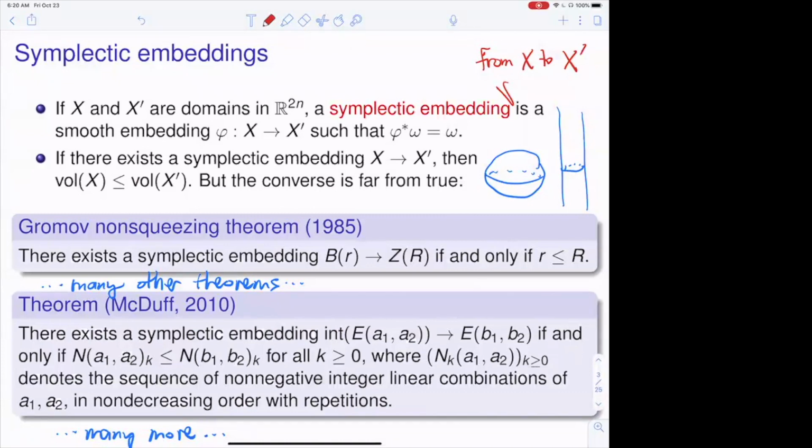In Dusa's talk, she talked about a more general version of this, where instead of embedding an ellipsoid into an ellipsoid, you embed it into a Hirzebruch surface, and they can do incredibly detailed calculations of when these embeddings exist or not. In dimensions higher than 4, we don't have any theorem like this. There's some partial results, but it's much more open.